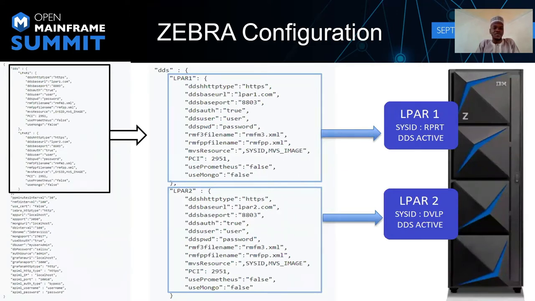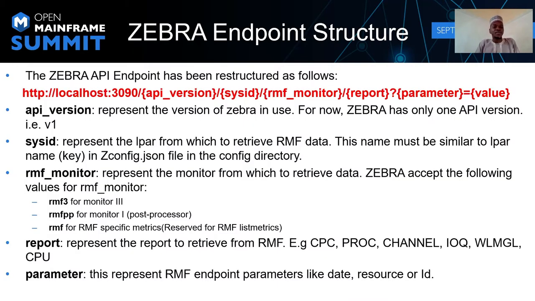So the Zebra configuration has been modified to accommodate more than one helper. You can add one or more DDS configurations into Zebra. You can add this into the configuration file to point to DDS running on a separate helper on your mainframe. That's the helper one. And then you can also add a second configuration to point to another active DDS on a separate helper.